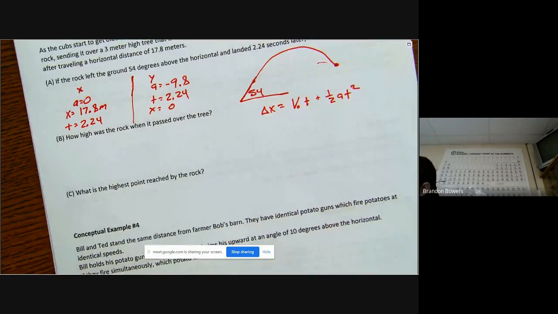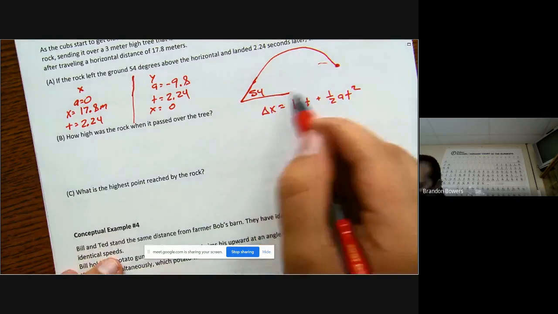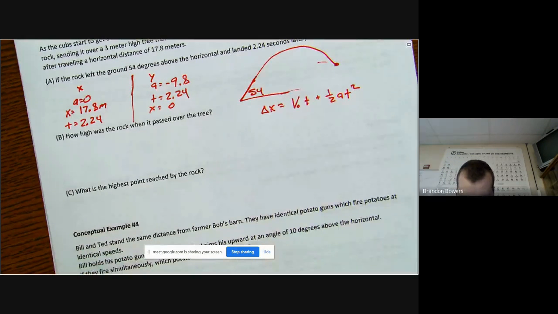Okay? Wait, why are we finding the displacement if we already know the displacement? Oh, wait, wrong one. Yeah, we already know the displacement of 17.8. We're finding the initial velocity. Oh, okay. Sorry, I got lost. You're good. You're good.